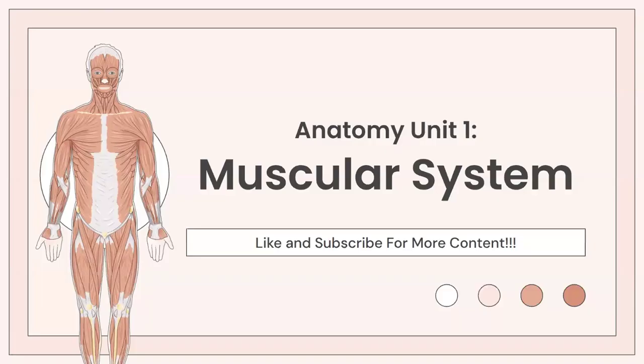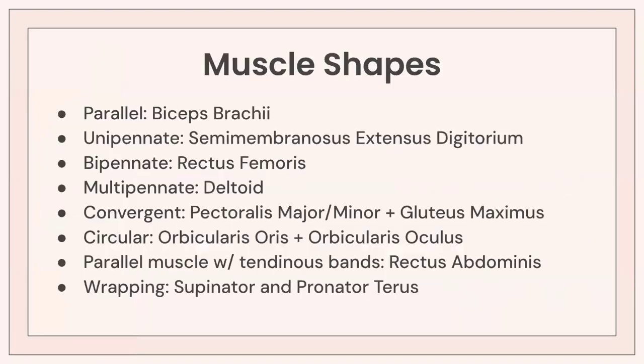And now let's get into the first topic of discussion, which is your muscle shapes. So the first muscle shape you have is parallel. This is where the tendons and muscle fibers are all going to be going in the same direction. An example of this would be your biceps brachii, or just your biceps in simple terms.